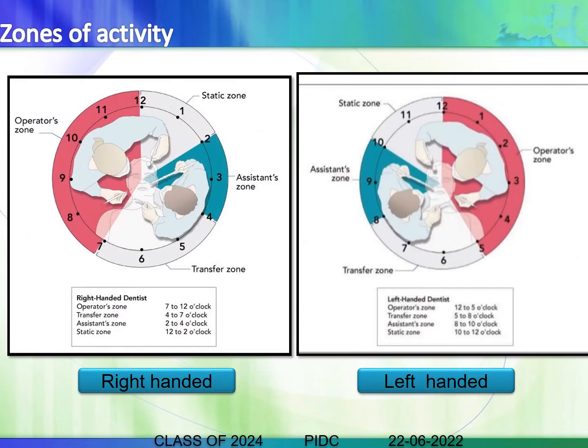So these are the zones of activity for a right-handed operator. He will be sitting and operating from 7 to 12 o'clock position. Consider this to be a clock. So for a right-handed person, he will work from 7 to 12 o'clock. 12 to 2 is a static zone, 2 to 4 is the assistant zone, and 4 to 7 is the transfer zone. Just the reverse is for the left-handed person, wherein 12 to 5 is the working position, 5 to 8 is the transfer zone, 8 to 10 is the assistant zone, and 10 to 12 is the static zone.